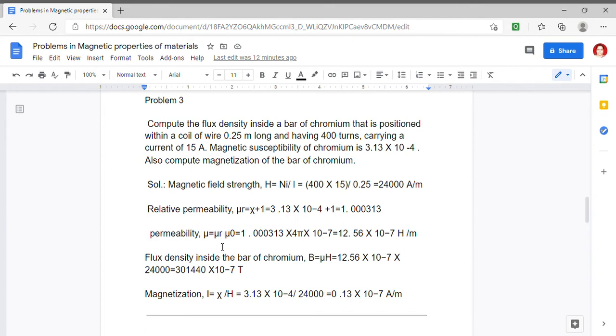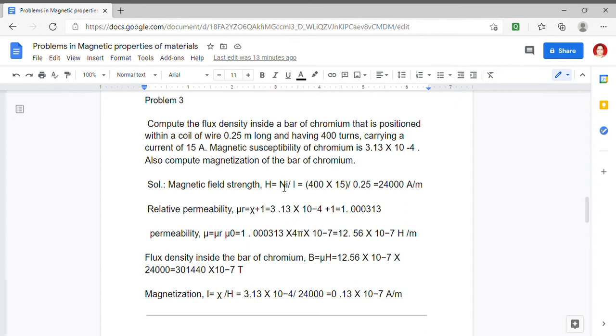Now from this data of relative permeability, we have determined the permeability mu, which is equal to mu r multiplied by mu 0. Mu 0 is 4 pi into 10 raised to power minus 7. Now from this data of permeability, we can find the flux density inside the bar of chromium as B equal to mu H. Mu is known to us. We have determined mu. We have also determined the value of H.